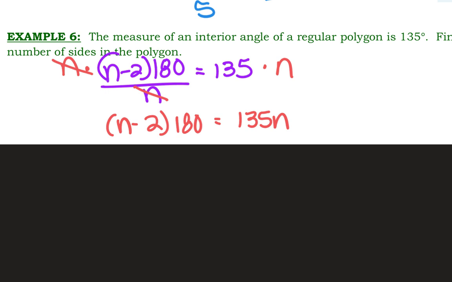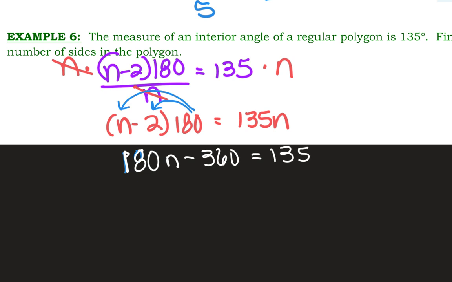It's going to be distribute, because we can't add the n yet. This is one whole number. This is representing a number, and I just can't subtract the 2 till I get rid of the 180. So I'm going to multiply both sides by 180. 180n minus 360 equals 135n.